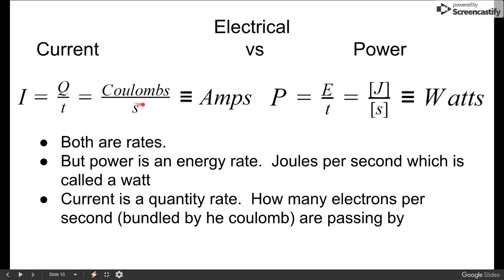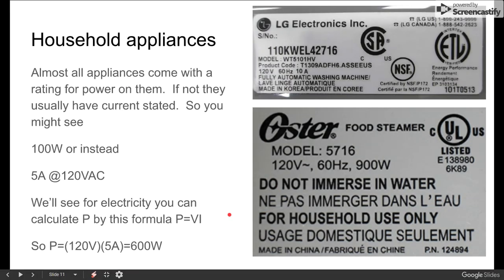What is the energy equivalent of an electron? It's its voltage. So if we know the voltage, we can turn a current flow in a circuit to power. Here's how it works. If you look at this sheet here, on this one right here, it tells us 120 volts and 10 amps. But the one below says 900 watts. This inspection plate is telling us 900 joules a second.